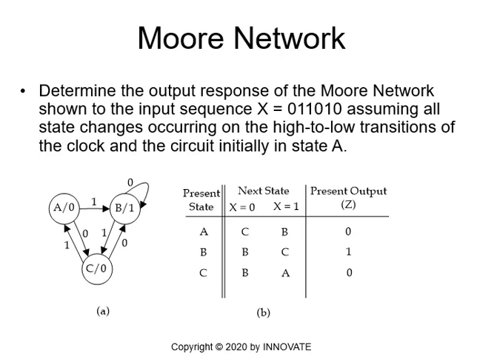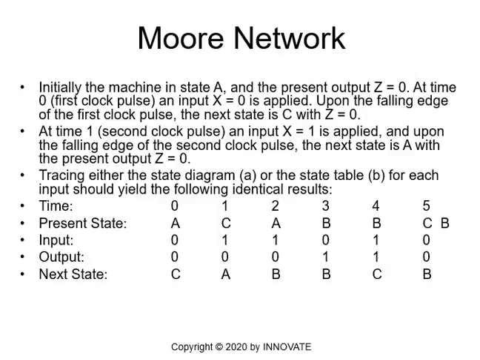With this table, we can test the given input, which is 0, 1, 1, 0, 1, 0. If we follow the state graph or the state table, at time 0 we are in state A. The output will be 0. The next state will be C. If I am in C in the next time interval, the output will be 0, for the input is 1, and the next state will be A. Now I am in A. For the input 1, the output is 0, and the next state will be B. Now in state B, and so on and so forth.